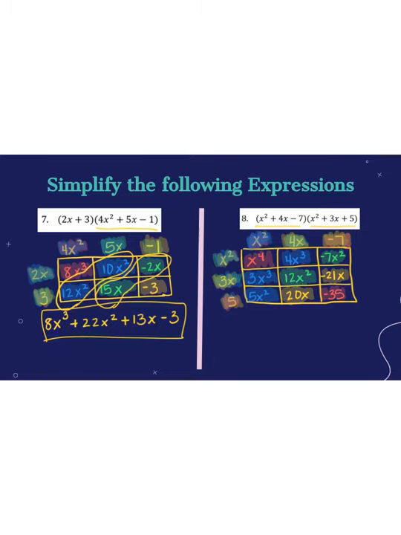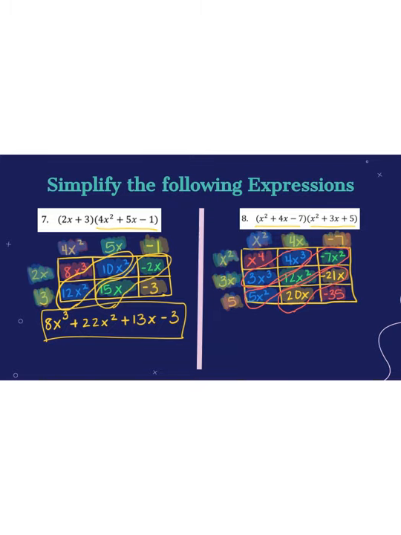Okay, now we're going to start with our highest power. So my highest power is that x to the 4th. And let's see what I can combine. So I see that I have x to the 3rd here and x to the 3rd there. So those can be combined. I have 5x squared, 12x squared, and a -7x squared. So those can be combined. I have 20x minus 21x, and those can be combined.